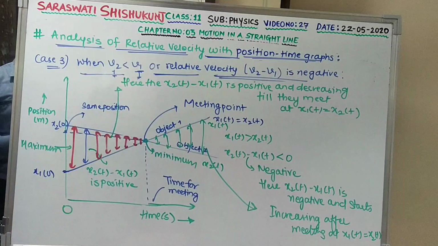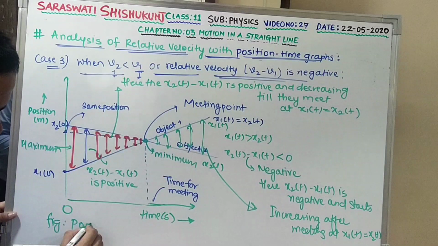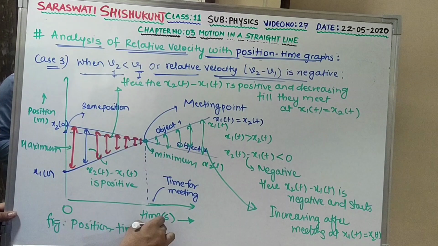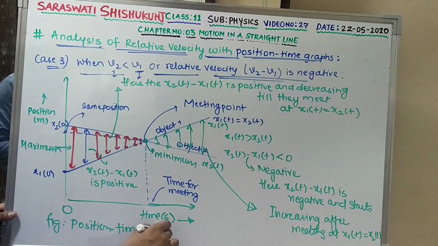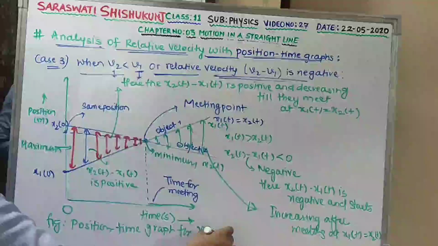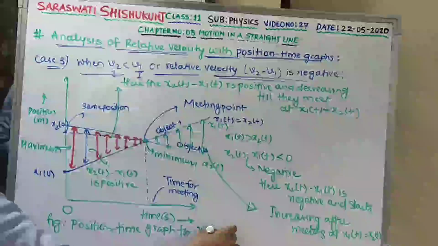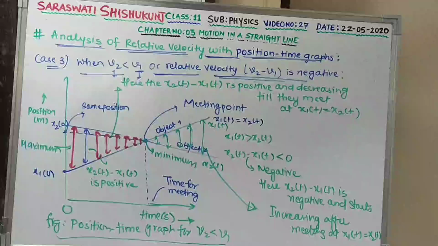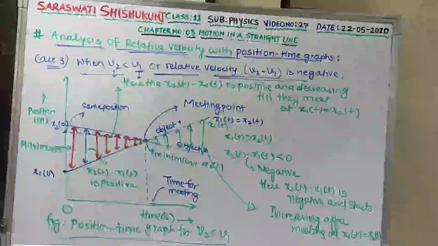This is a reference, that is 0. The figure I can mention: this is the position time graph for v2 less than v1. Till here, is this perfectly clear, the last case.